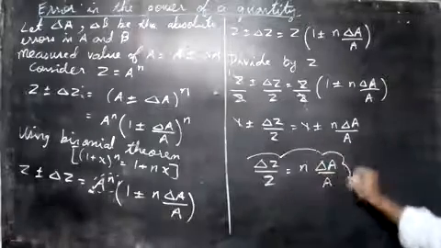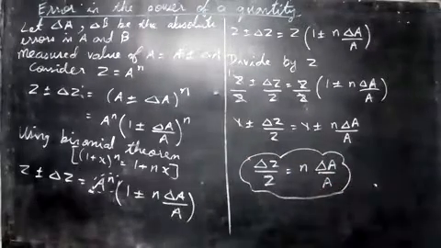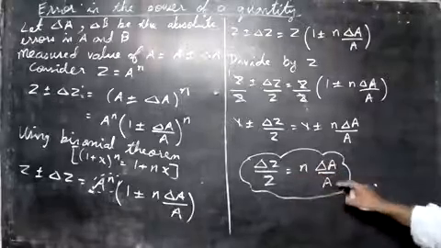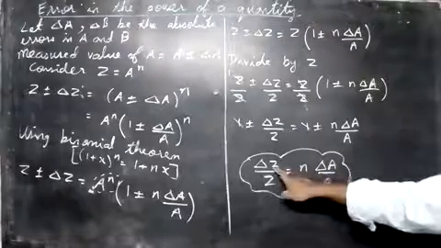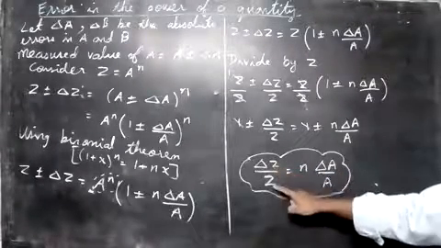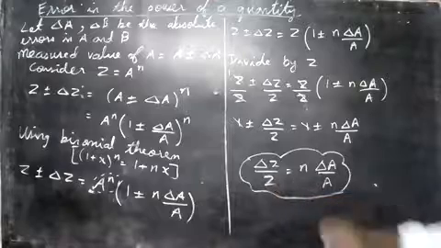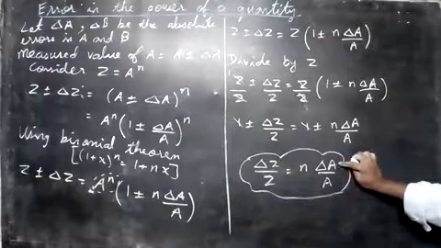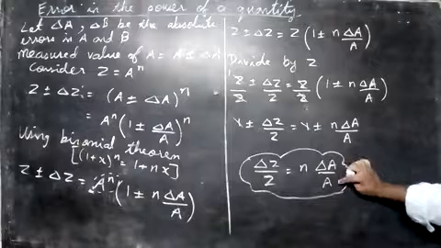This is the formula to find the error in the power of a quantity: delta Z by Z is n into delta A by A. Delta Z is the absolute error of Z, the quantity Z. The n is the power here. Delta A is the absolute error in A, and A is the measured value of A.